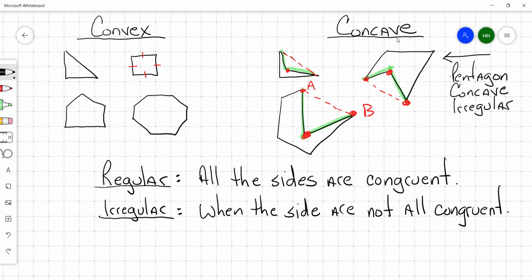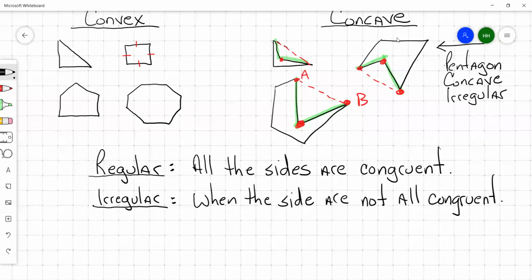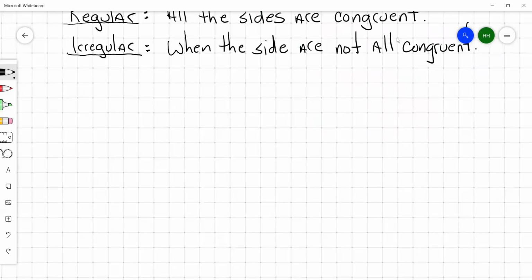All right, so y'all good with the different ways to name these shapes? By the number of sides, by convex or concave, and by regular or irregular. Second part of your assignment, you're going to be finding the perimeter and area of these shapes.